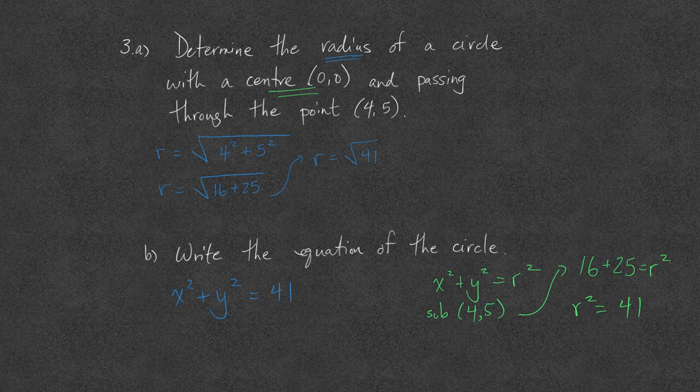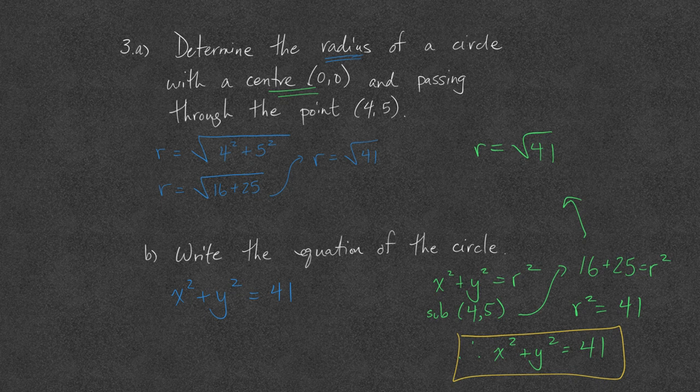That, of course, allows you to jump back to part A, and you could tell me then that it has a radius of root 41. And pretty quickly then, you could have answered part B by giving the full equation of that circle as x squared plus y squared equals 41.